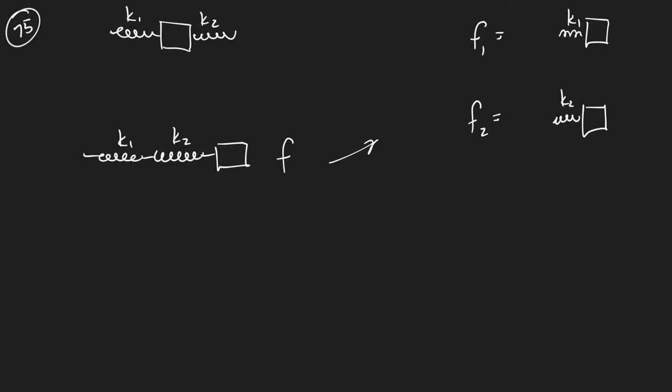So this is 1 over 2 pi times the square root of K1 over M. This is 1 over 2 pi times the square root of K2 over M.